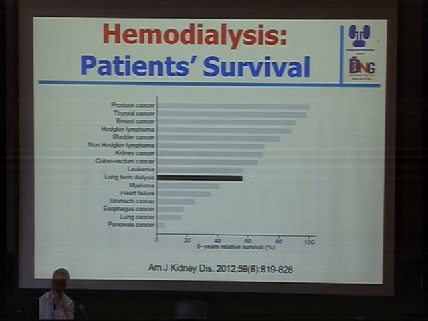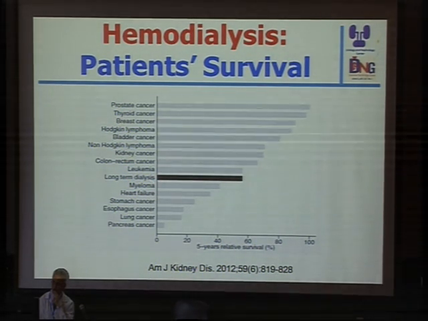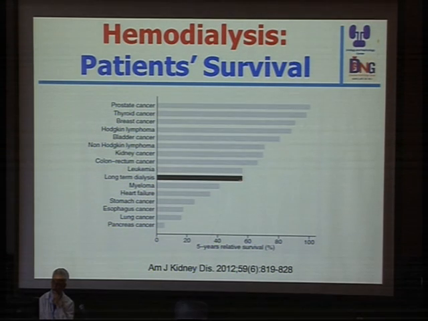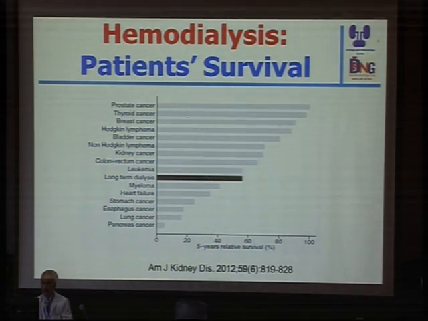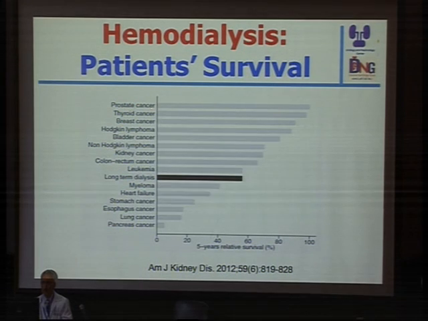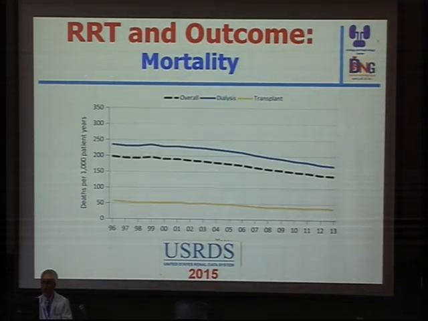This is one of the depressive slides. Why? Because if we look at the 5-year survival, this is the 5-year survival of hemodialysis patients. Look here, the survival of dialysis patient is even lower than patients with prostate cancer, cervical cancer, breast cancer. So we should do something to improve this outcome.